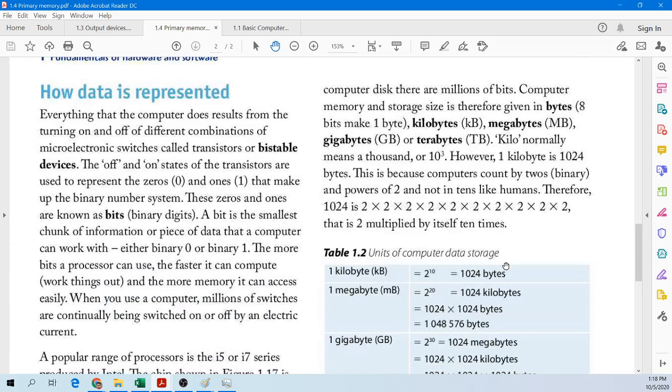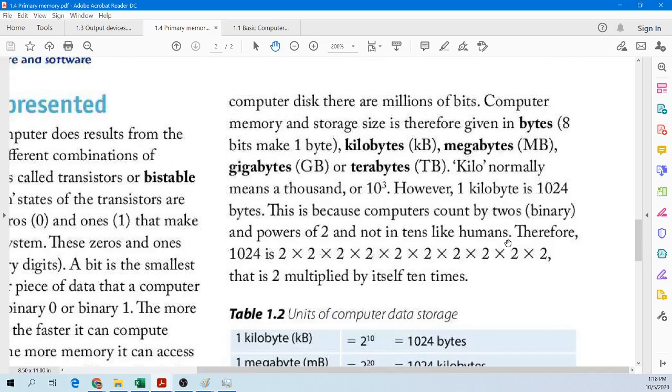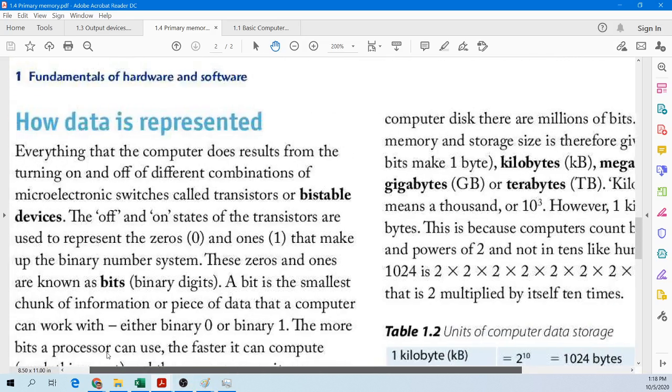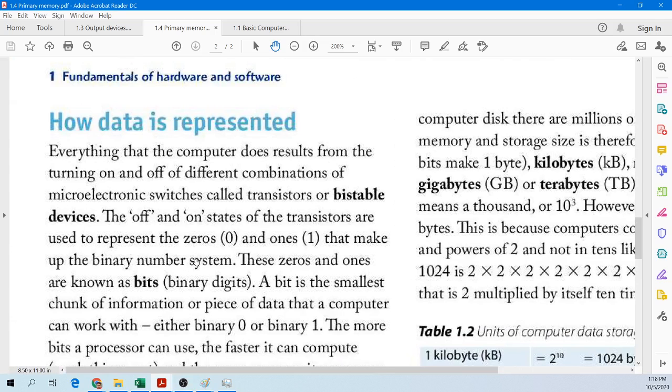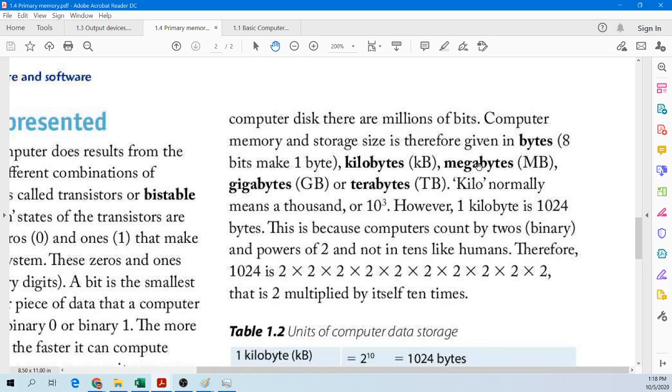Now this here is how the computer stores your information. As we would have said over here, the smallest piece of data is called a bit, and a bit can refer to either a 1 or a 0. Now, when you have 8 bits, you now have a byte.